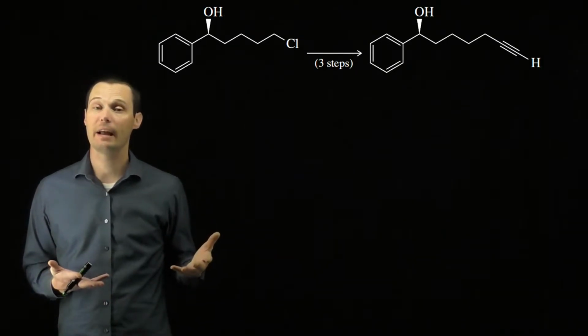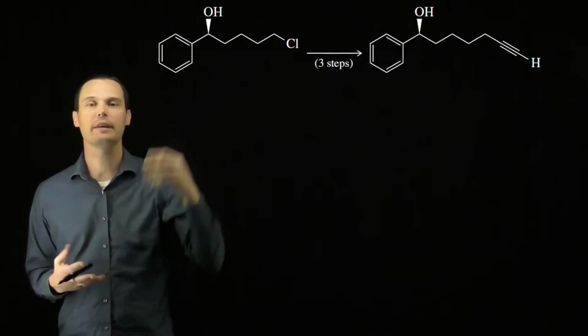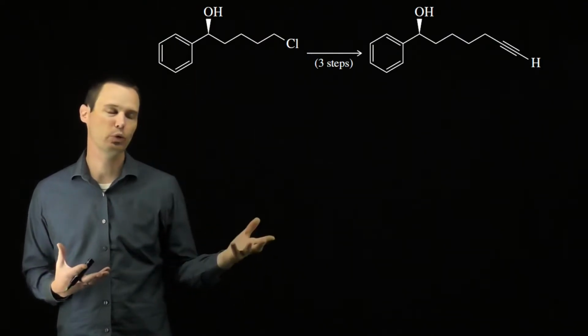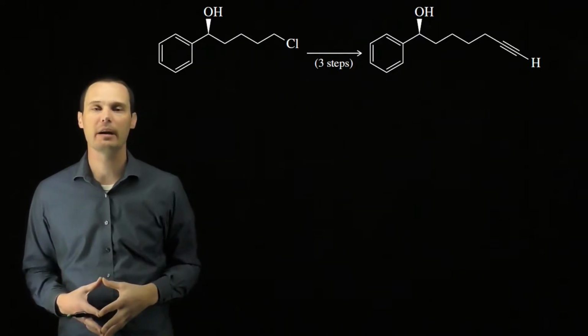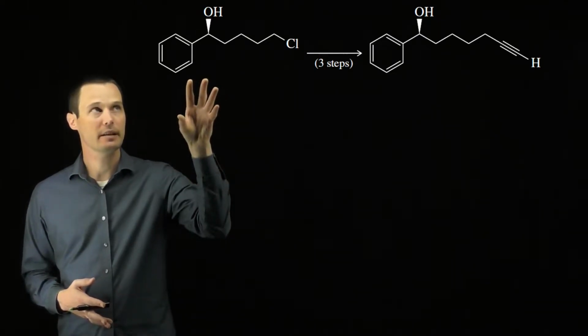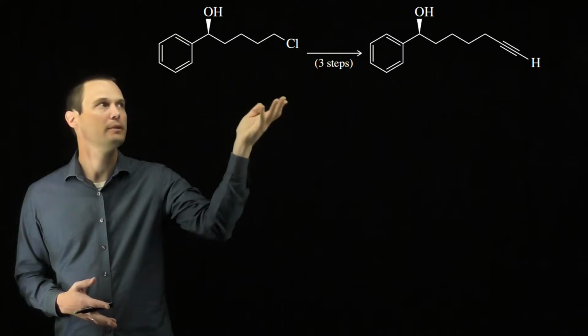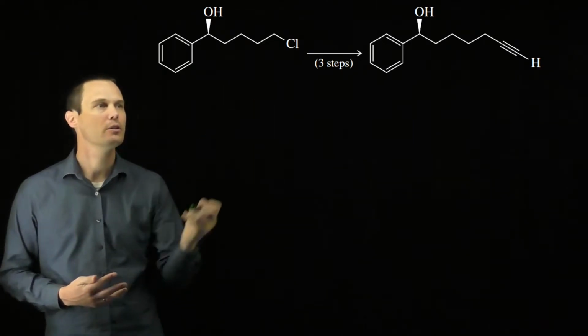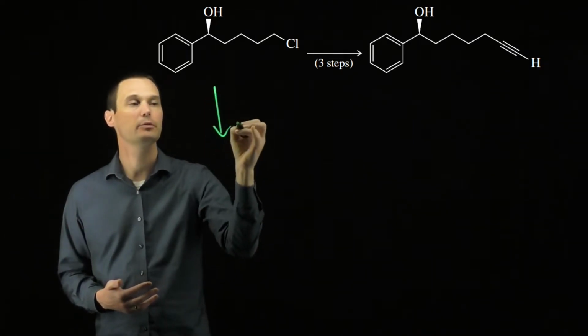The acetylide anion, however, is a strong base and will react with the alcohol, deprotonating the alcohol, ruining our base, and not doing the desired substitution reaction. So we need to protect the alcohol so we can do the SN2 reaction, and then we can deprotect the alcohol. So the first step is going to be protecting the alcohol.